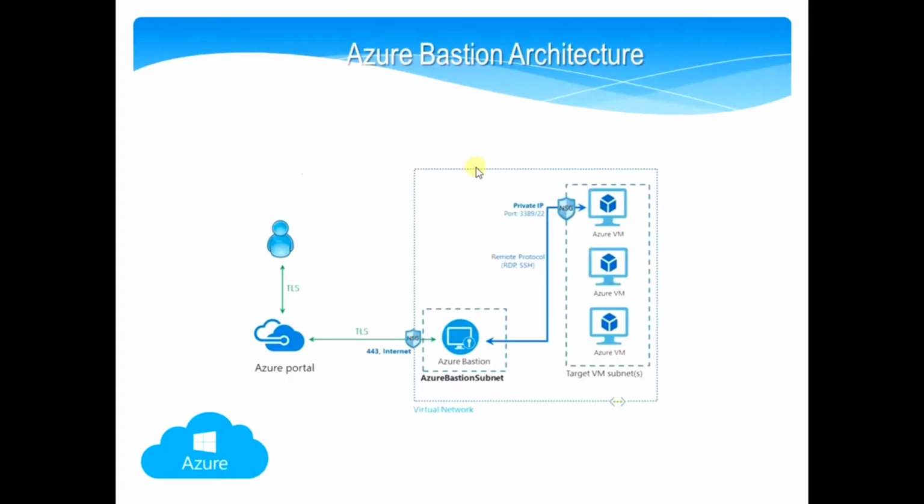Here we have one virtual network. Inside this virtual network we have two subnets. One subnet is dedicated to Azure Bastion and the other subnet is dedicated to the virtual machines. We are not going to connect directly from external to the VM because we have not exposed the public IP. Azure Bastion will internally connect to this VM using the private IP.